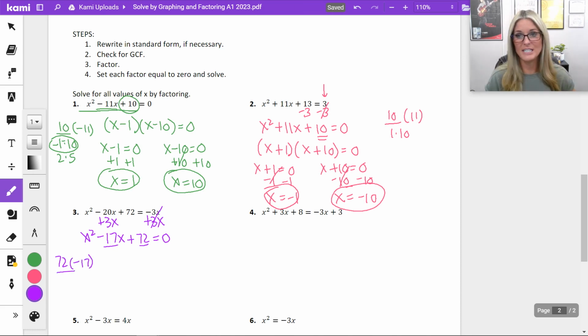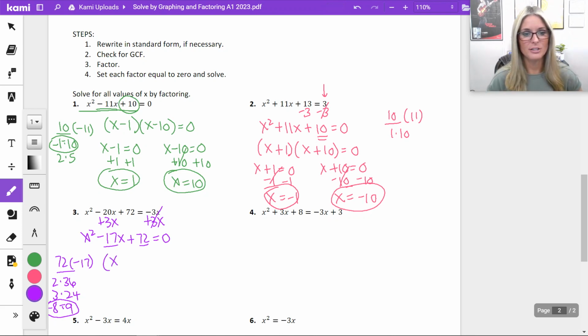All right, factors of 72. 1 times 72. I don't think that's going to be it. You could do 2 and 36. No. 3 times 24. Closer. What about 8 and 9? Okay. So now both of them would need to be negative. The two negatives multiply to make a positive, and they add up to a negative 17. We can quickly create those factors by plugging those numbers in: x minus 8, x minus 9.